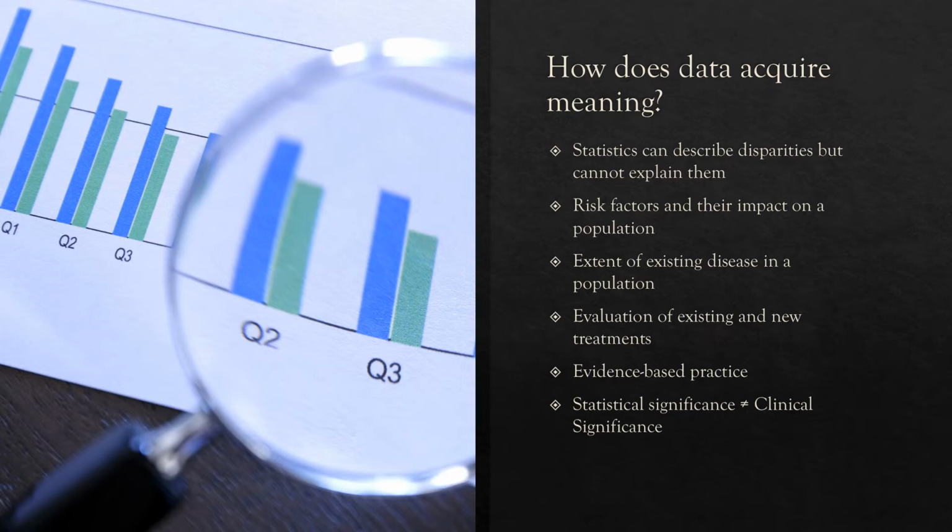Statistics can describe disparities, but they can't explain them. So statistics are just numbers, and data are just descriptive until you put some context behind them. They describe risk factors. They can describe their impact on a population, but the reason for that impact is not in the numbers necessarily. It requires additional analyses, but also studying those populations to understand other confounding factors.